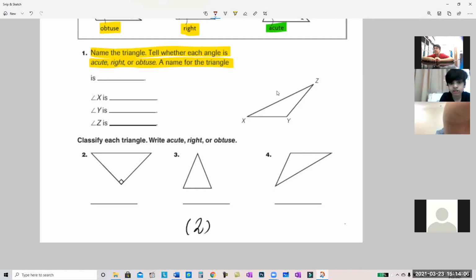I think acute triangle. I'm asking for the name, not the type. If I ask about the name, give me 3 letters. That's the name of the triangle.